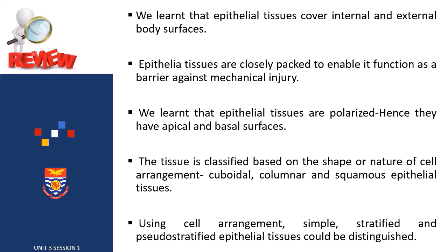We've also learned that epithelial tissues are polarized in that they have two surfaces, that is apical and basal surfaces. The tissue is also classified based on the shape or nature of the cell arrangement, and we also got to know that based on the shape of the cell, we could have cuboidal, columnar, or squamous epithelial tissues. Whereas based on the cell arrangement, we could have simple, stratified, and pseudo-stratified epithelial tissues.